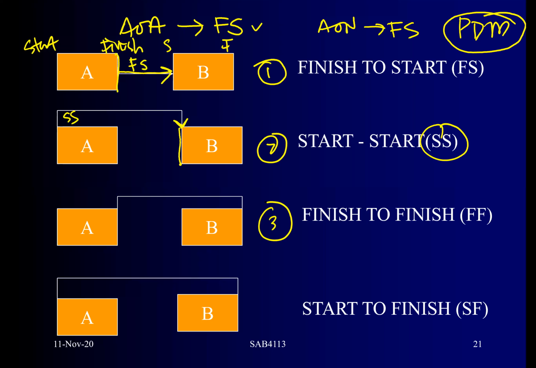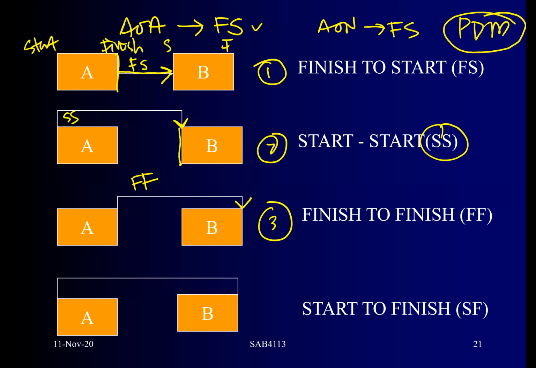Finish to finish, you notice that the arrow is coming out from A from the right side, which is finish, and then goes into B on the right side also. That's what we call finish to finish.